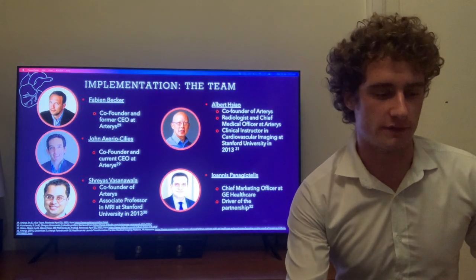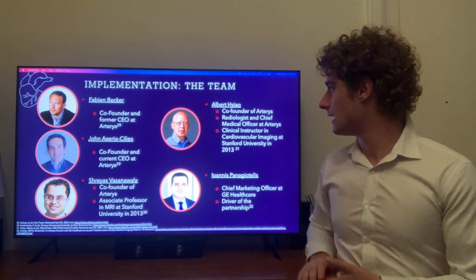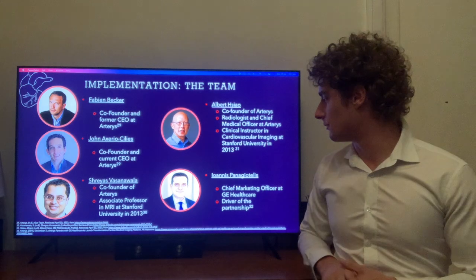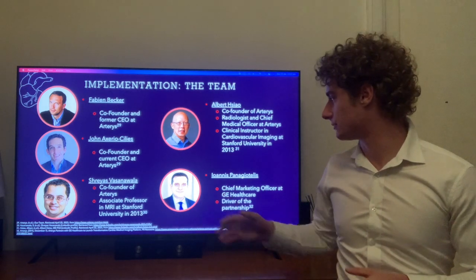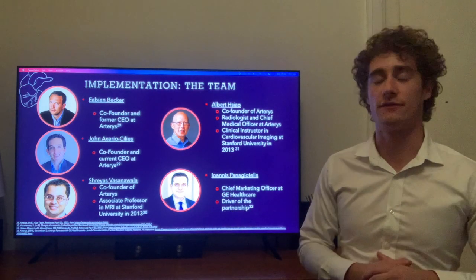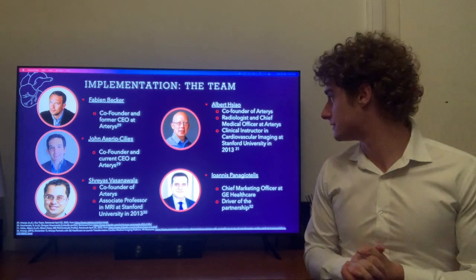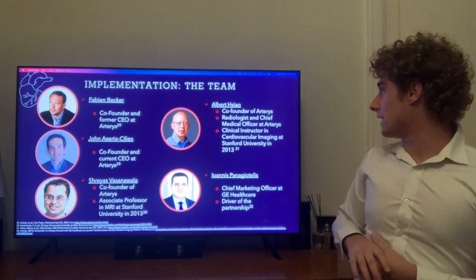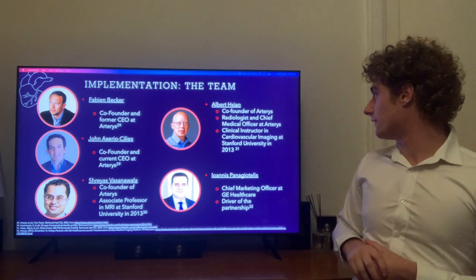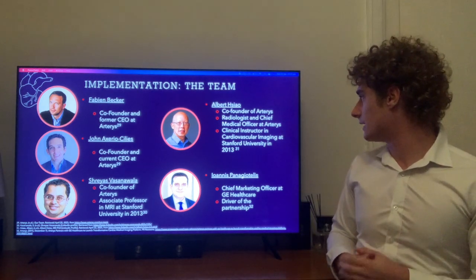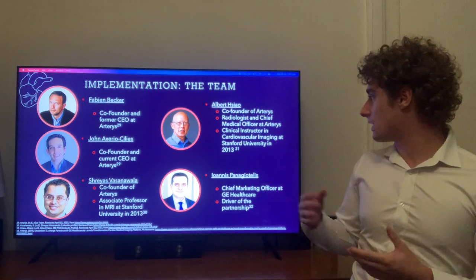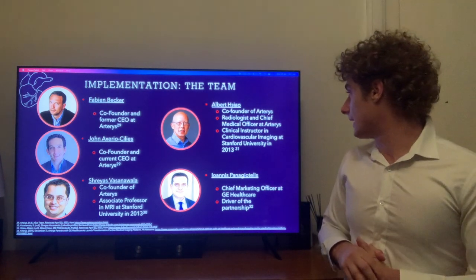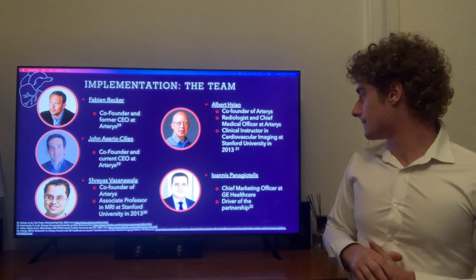Now, the team involved here, as I touched on, Fabian and John earlier, who are both co-founders. Now, Shreyas Basanalawala was a co-founder as well. He was an associate professor at MRI at Stanford University at the time, in 2013, at the time of Arterys being founded. And also Alex Xiao, who's currently a radiologist and chief medical officer at Arterys, was also a co-founder, and he was at the time in 2013 a clinical instructor in cardiovascular imaging at Stanford University.